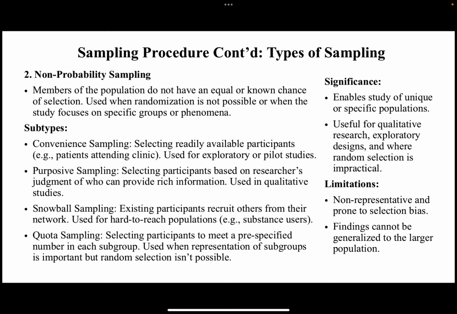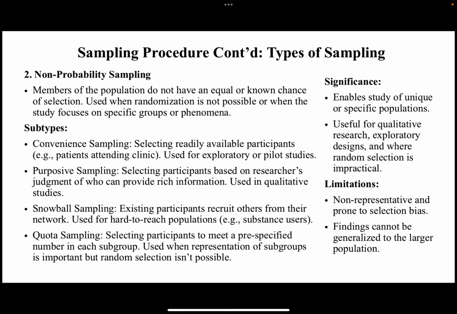You give a quota. So that is why I mentioned earlier that quota sampling involves selecting participants until the required number for each subgroup is reached. So right from the start, you have a required number: the required number of females I need is 50, and the required number of males I need is 50. Since you are using quota sampling, your focus is to meet your quota, the 50-50.